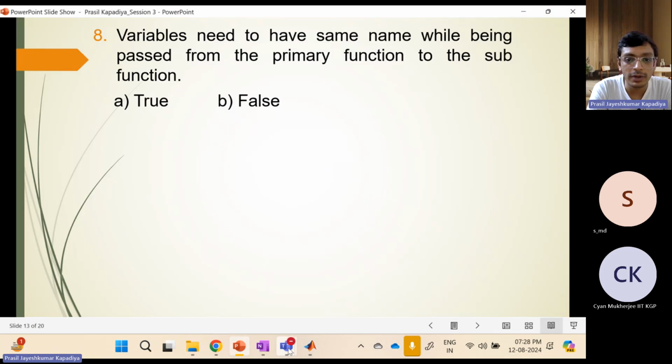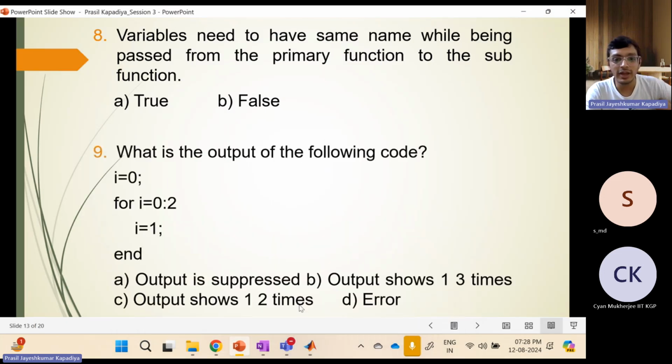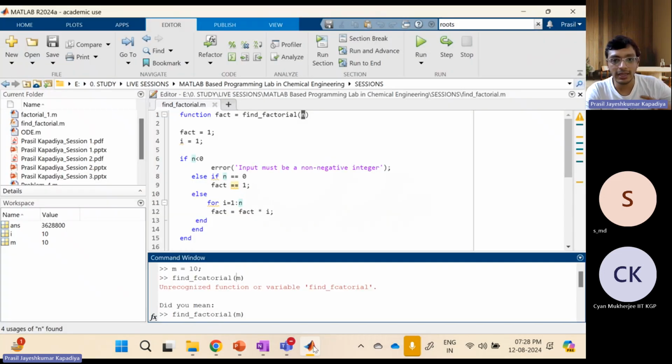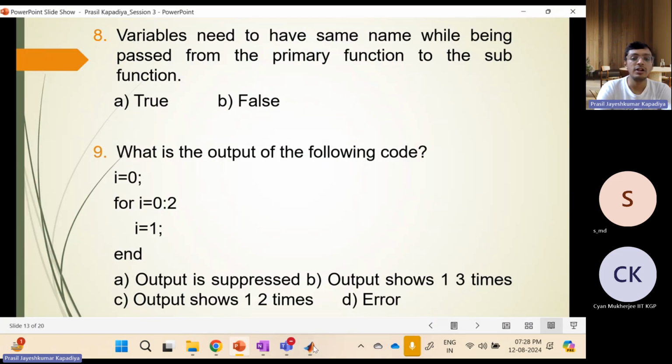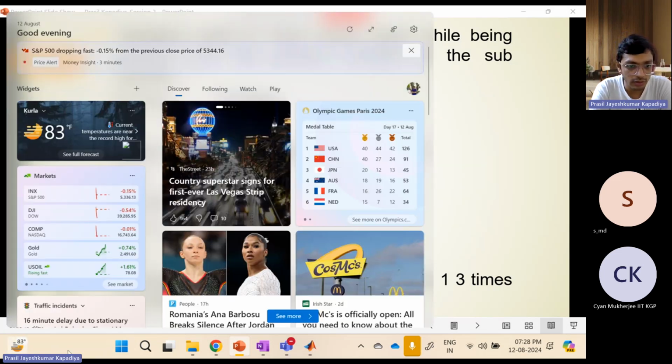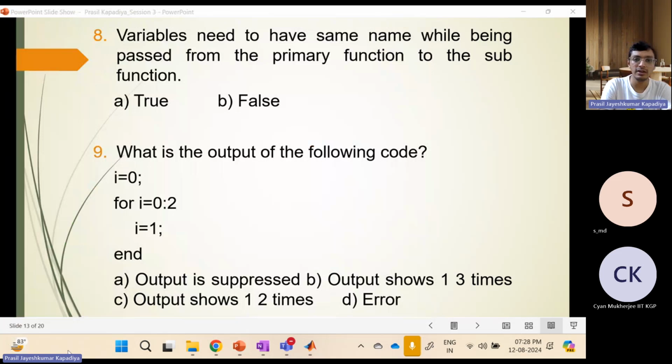So the answer is false, but this is really a very small code, so it won't matter here. But if you are dealing with a very large system, it is always advisable to take the same names so it won't create any kind of unnecessary confusion. Okay, so next question.